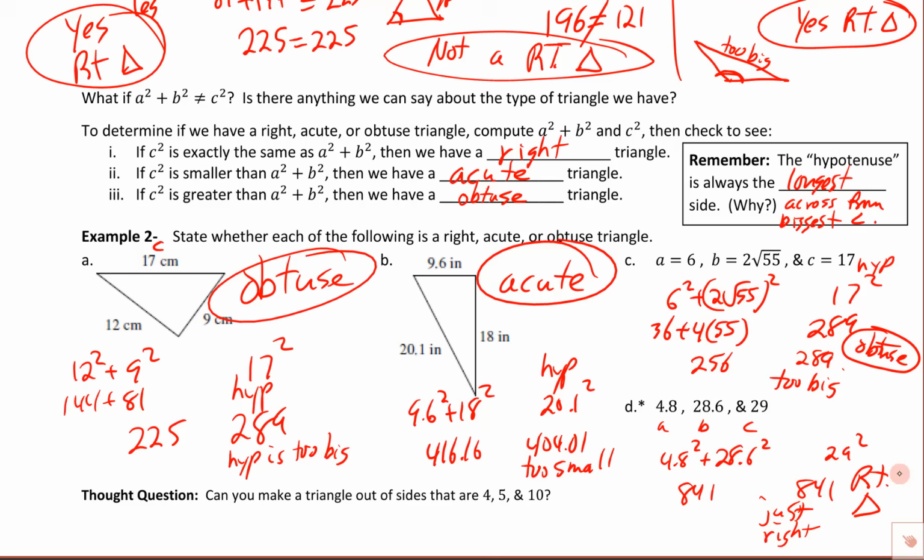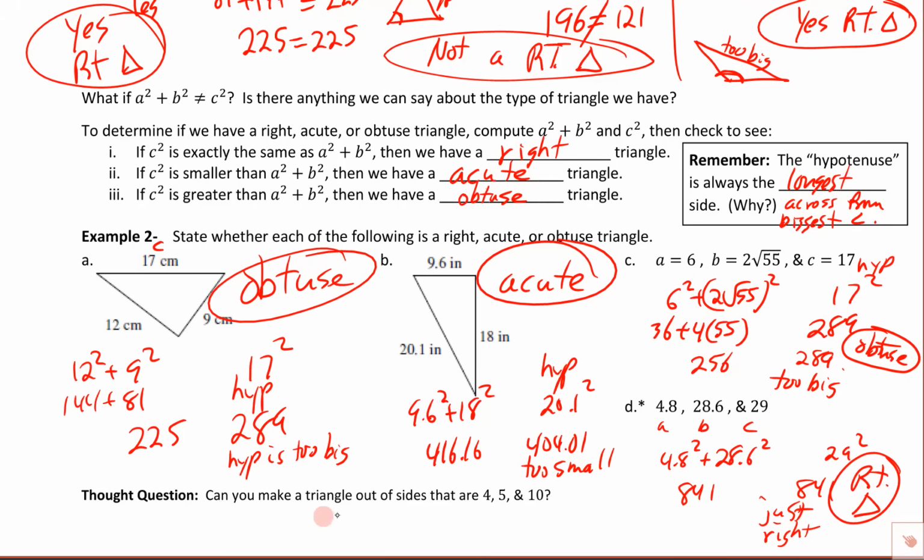So we can not only tell whether or not we've got a right triangle, we can actually use the converse of the Pythagorean theorem to classify it as, is that old right angle, is it too big? Did it become obtuse? Or is it too small? Did it become acute?